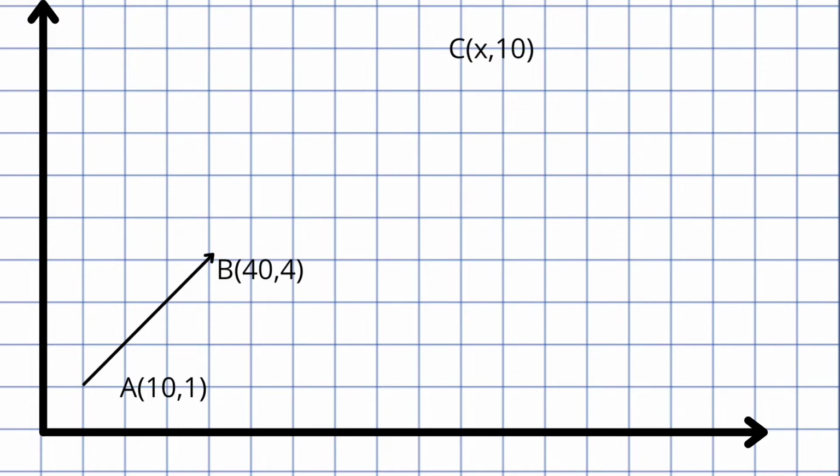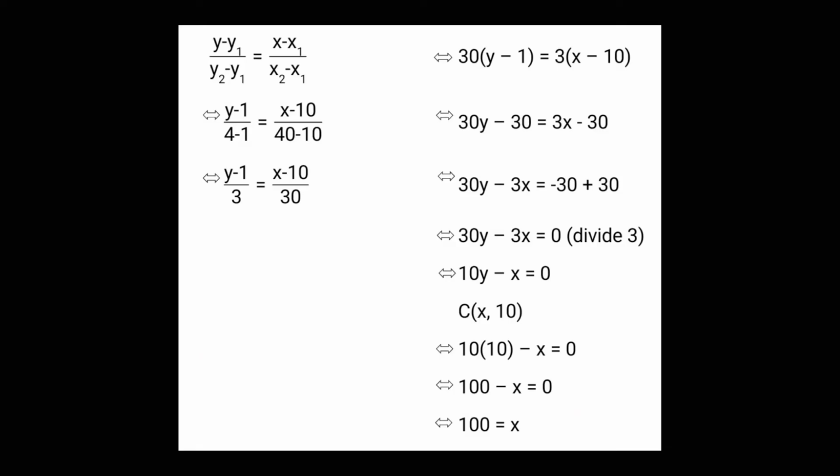Before we go to the equation, we'll see the graphic. A, coordinate point (10,1), is the speed of the car, 10 kilometers per hour. B, (40,4), is a coordinate point of distance and traveling time, as we know, 40 kilometers in 4 hours. C, (x,10), is the time with unknown distance traveled. So, how long is the distance needed to travel?